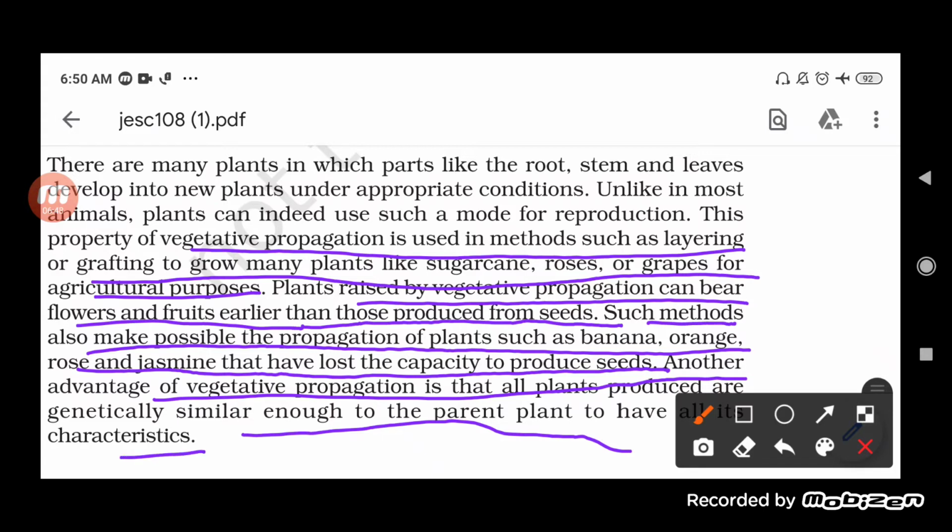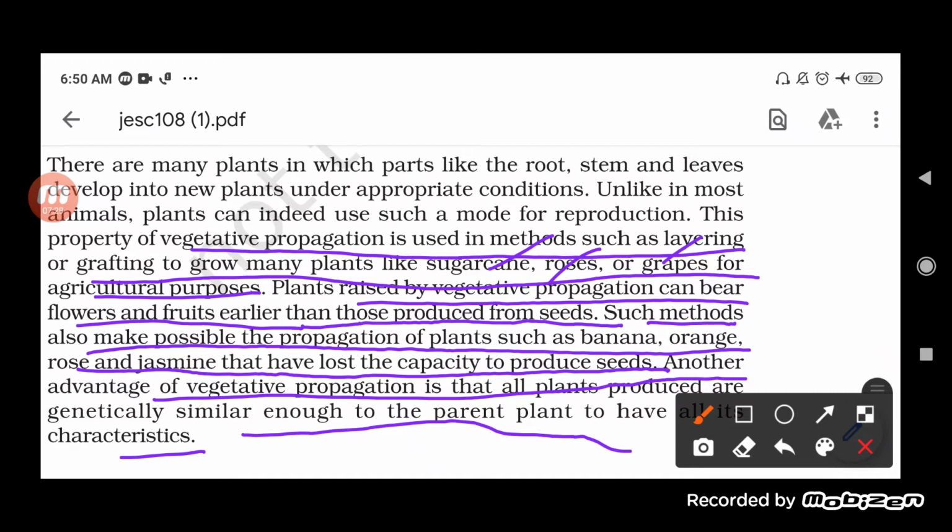See, what is the importance, what is the good thing about vegetative propagation, students? In this method we can use processes like layering and grafting, which we will discuss later in the same chapter. Layering and grafting are the different methods by which we can produce a new plant from the old part of the plant. Plants like sugarcane, roses, and grapes are all used for agriculture purposes.